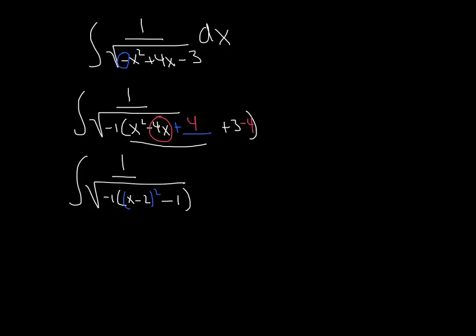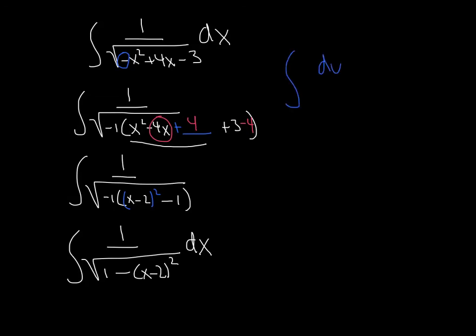Alright, and now I'm going to distribute the negative 1 back into the parentheses. So that's going to give us 1 over the square root of 1 minus (x minus 2) squared dx. Alright, and so now we are going to apply property 16 on your integrals and derivatives sheet, which says the integral of du over the square root of a squared minus u squared is equal to the inverse sine of u over a plus a constant.